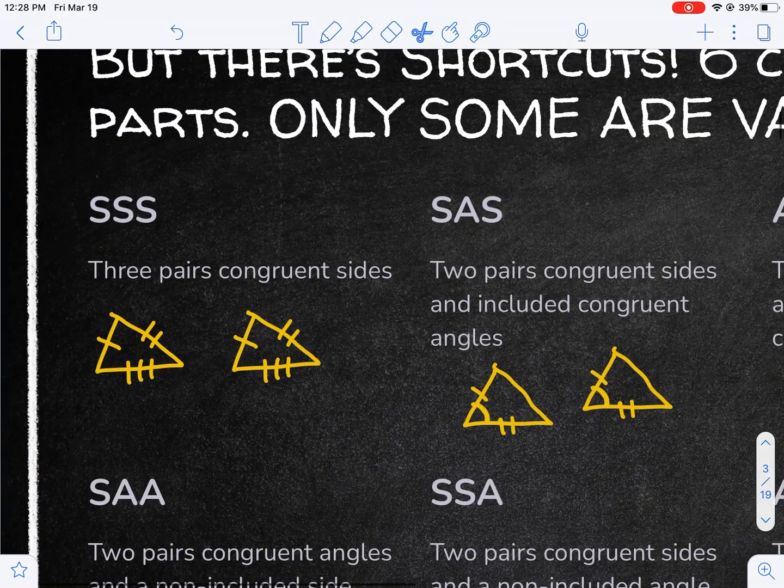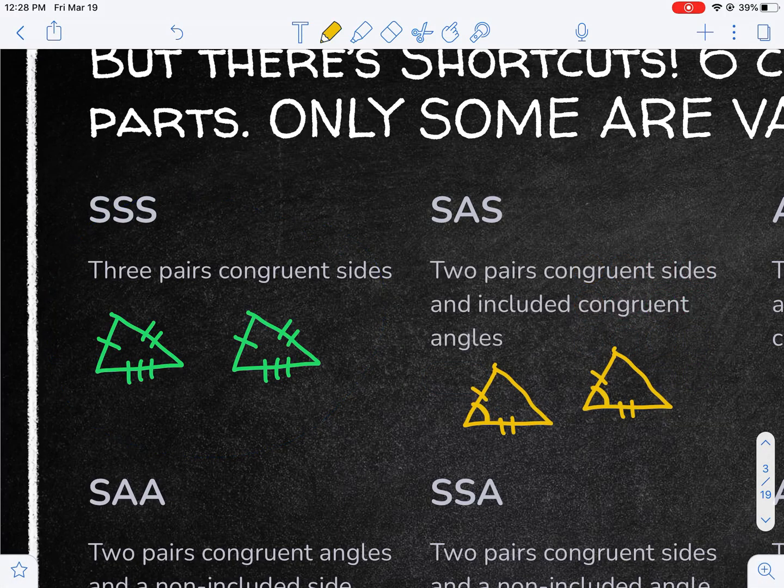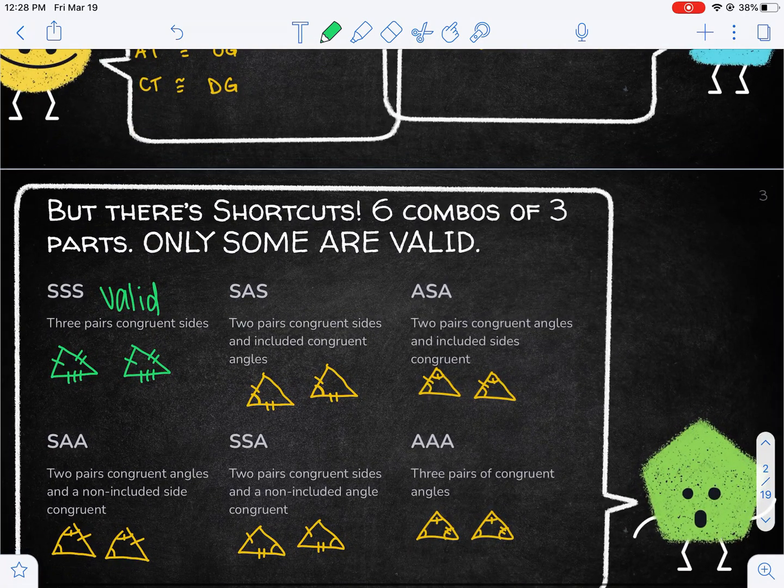So I'm going to go back up here and I'm going to color code it in whatever color means yes to me. I'm going to choose green. And I might even write valid up here so I know it's one that works.